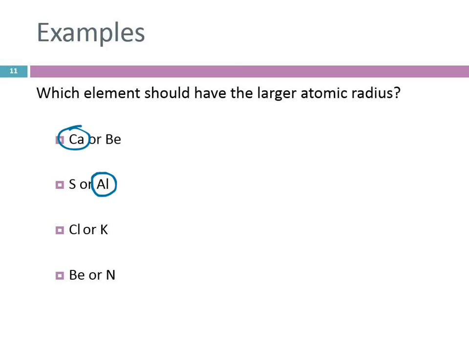So aluminum's bigger. Chlorine or potassium? Potassium. Potassium is in a lower row than chlorine. Beryllium or nitrogen? Beryllium. Nitrogen is what we want to say because nitrogen has more protons than beryllium. But they're in the same row, and as you go to the right in the row, they get smaller. That's a hard one. Any questions?